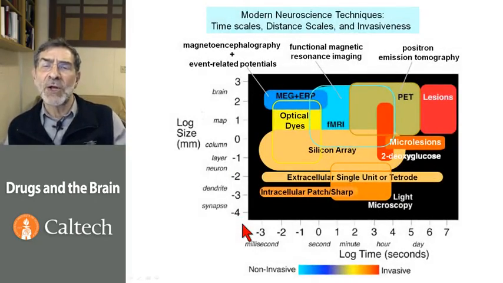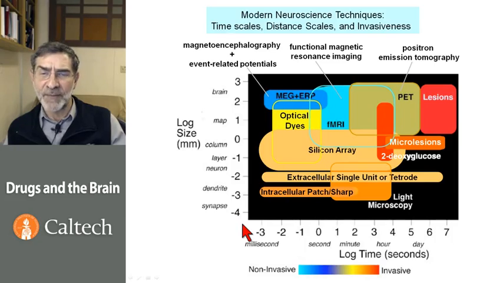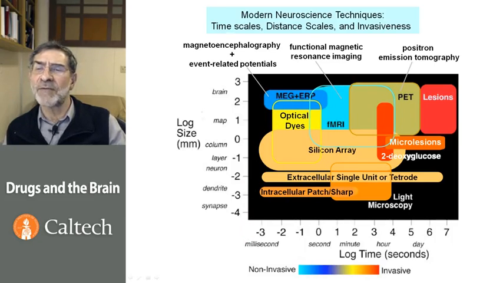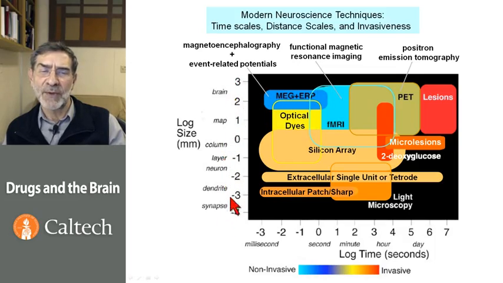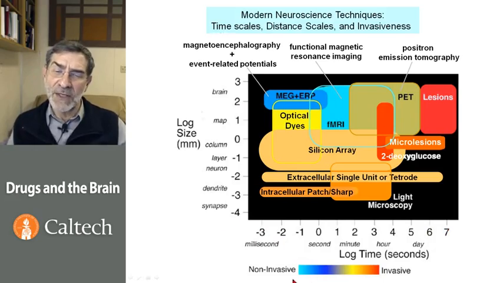Well, there are actually a large number of techniques that neuroscientists have developed and utilized over the last decades in order to measure the activity of the brain. And here is a summary of them all. The key aspect of this plot is that it summarizes the size of the brain area that can be studied with one technique or another, and also the time scale, and also the degree of invasiveness of that technique.